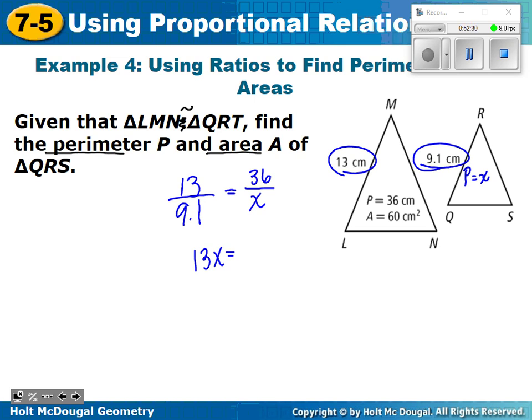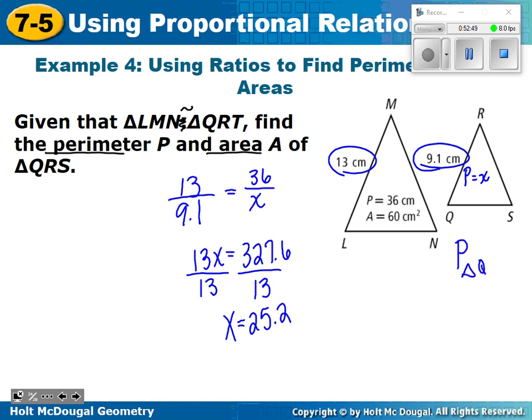13x equals 327.6. Somebody agree with Sarah? Okay, divide by 13. What do we get for the perimeter? 25.2 units? Centimeters. So the perimeter of triangle QRS would equal 25.2 centimeters. Do you follow what I mean by ratio of the sides is equal to the ratio of the perimeters? If they're similar, side to side will be the same as perimeter to perimeter.